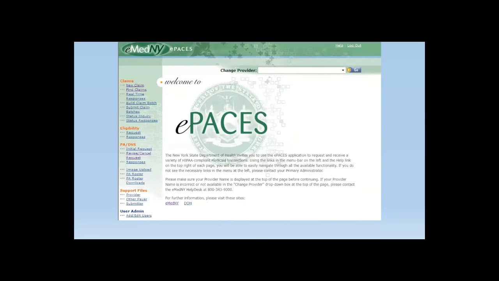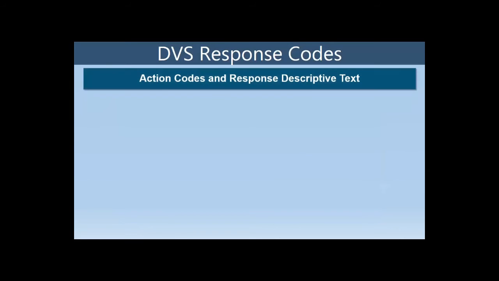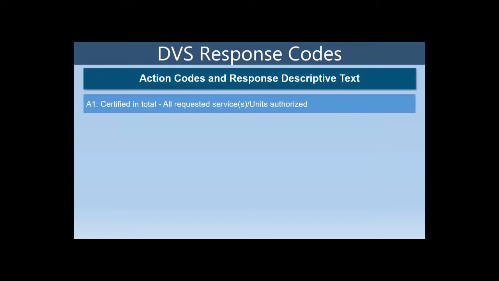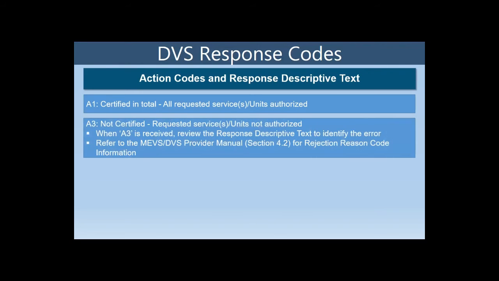To view ePACES DVS responses, select Responses from the PA DVS section. Examples of DVS response action codes include A1, certified in total, all requested services units are authorized. A3, not certified, requested services units are not authorized. When A3 is received, review the response descriptive text to identify the error. Refer to the MEVS DVS Provider Manual, Section 4.2 for rejection reason code information.